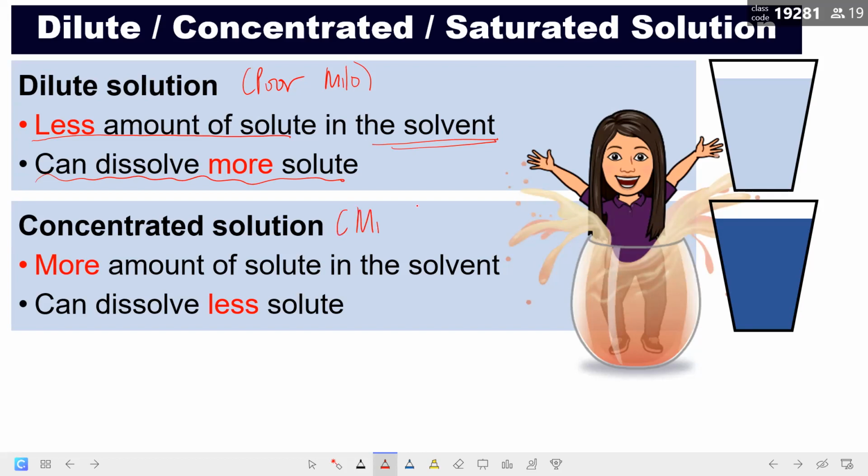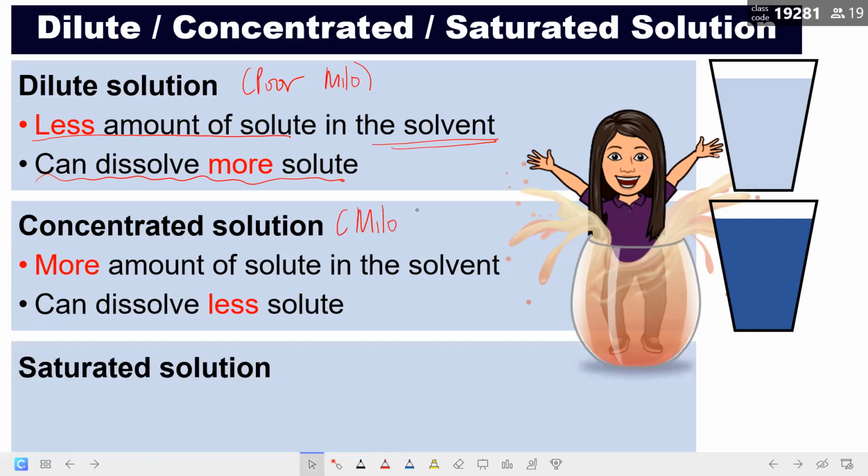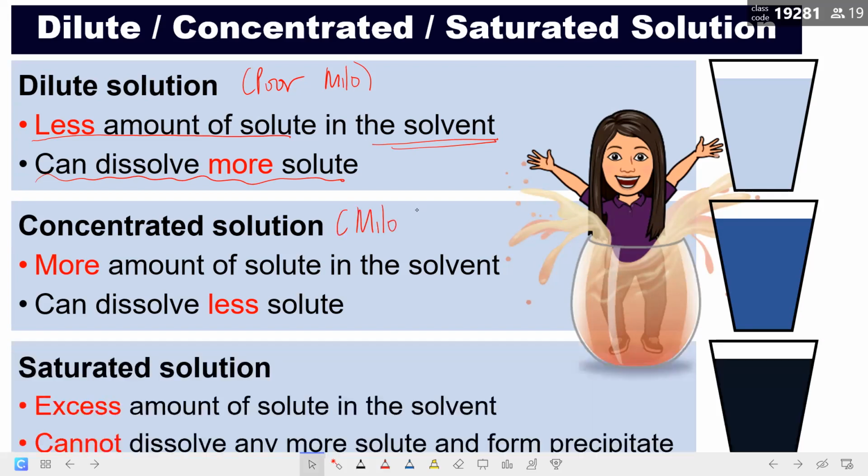How many of you like Milo dinosaur? Before we go to Milo dinosaur, we do Milo cow first. Okay, Milo cow is when I've got more amount of solute in the solvent. I've got a lot of solute. That means I've got quite a bit, and I can dissolve less solute. That means it's already quite concentrated, very cow already. I'm sure you all know the meaning of cow. Not the real cow.